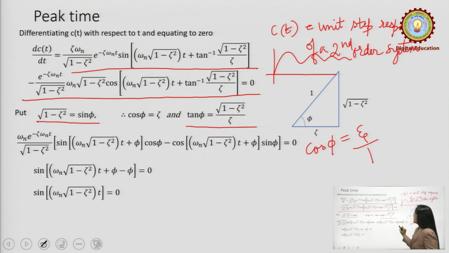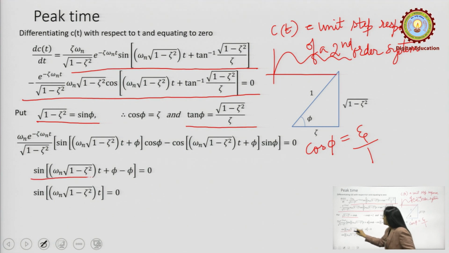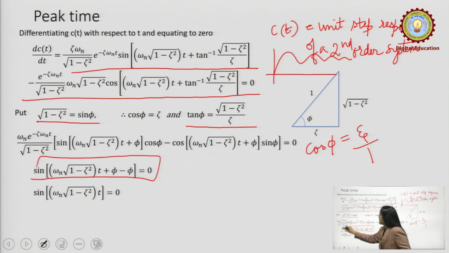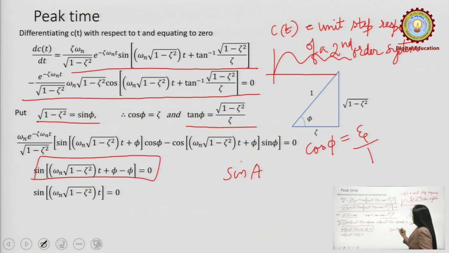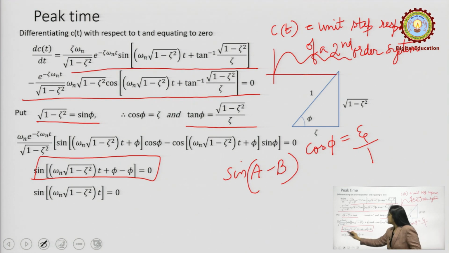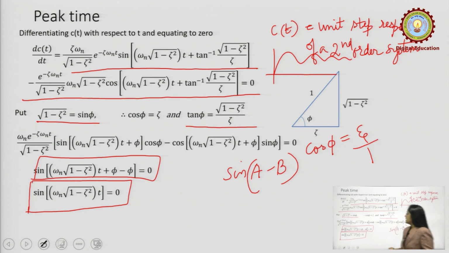So, the relationship here is now sin A minus B. It is sin A cos B minus cos A sin B. So, we are replacing it by sin A minus B, and therefore, we get the relation that sin omega n root of 1 minus zeta square into t is equal to 0. Since we are talking about the maximum value, we are differentiating the time response value and equating it to 0.